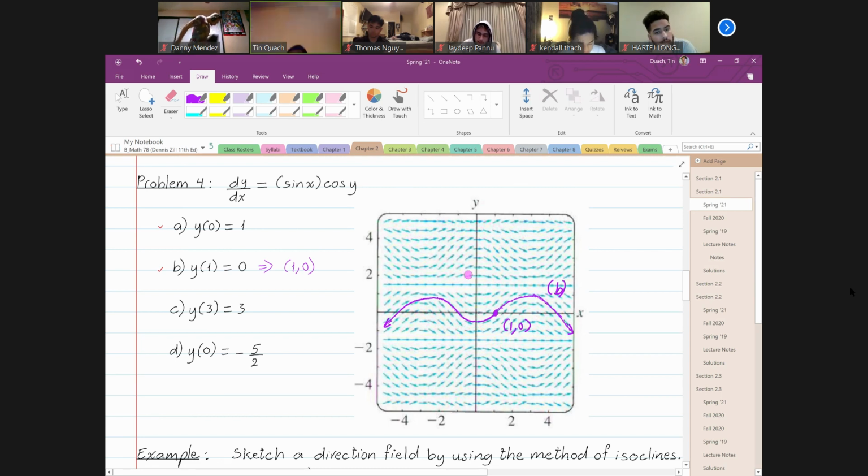And believe it or not, when I was in school, we had to sketch a direction field by hand. During my time, there was no graphing calculator. So we had to do a lot of things by hand. You guys are lucky nowadays because you have technology, and things are easier.